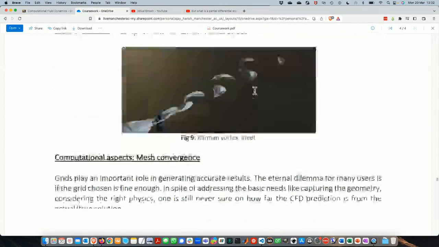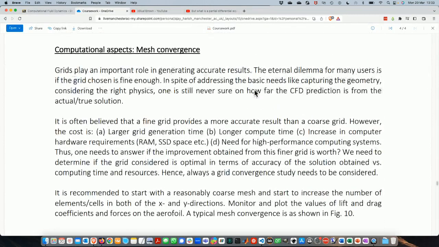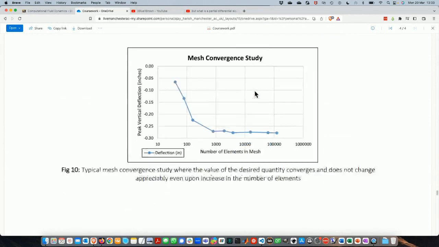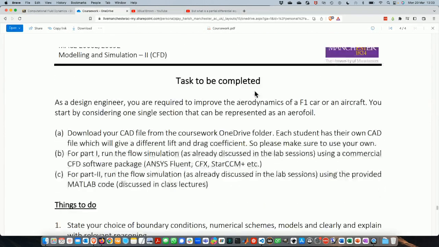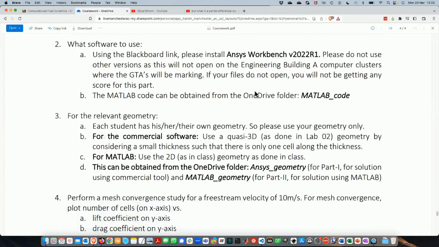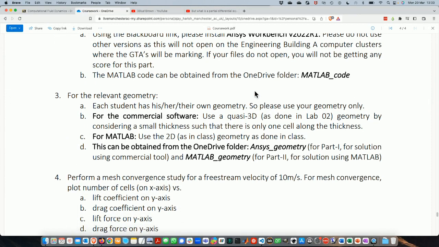Okay, and the last thing, the most important thing, like I always keep saying, is a mesh convergence study, because without a mesh convergence, we don't know if the grid you have chosen is right. So for each of these tasks, you're going to choose the software to use. Ansys Workbench 2022R1 is what's preferred, because that's what you're learning in the lab. But if somebody wants to use Star CCM or something else, please do let me know beforehand, before you submit your coursework. Second thing, there's a MATLAB code that can be obtained from the OneDrive folder.